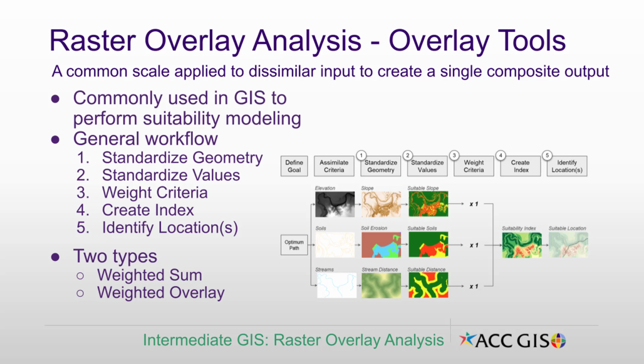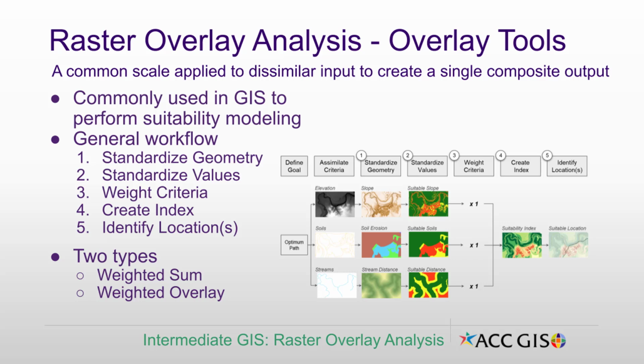Or you can use weighted overlay by multiplying by a fraction of 1, i.e. the percentage, and then summing the coincident cell values. Criteria A times 0.33 plus criteria B times 0.33 plus criteria C times 0.34 equals the percent index.